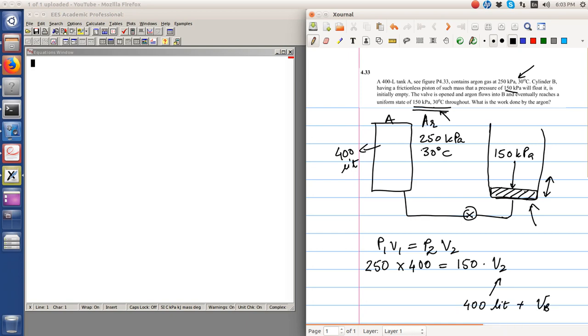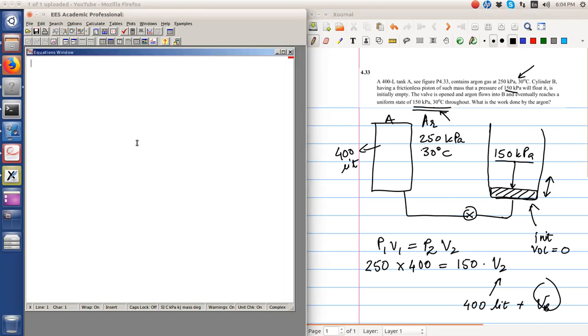So the boundary work done will be equal to this pressure multiplied by VB, because the initial volume is zero. And the process is an isobaric process, because this pressure is constant due to the fact that the piston is free to move.